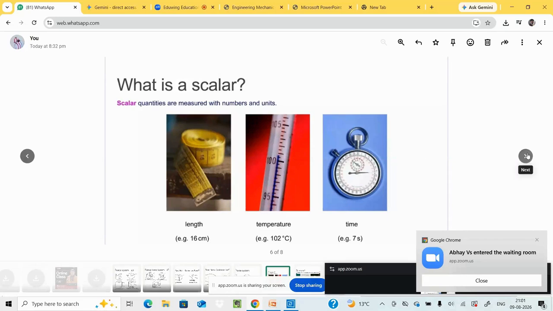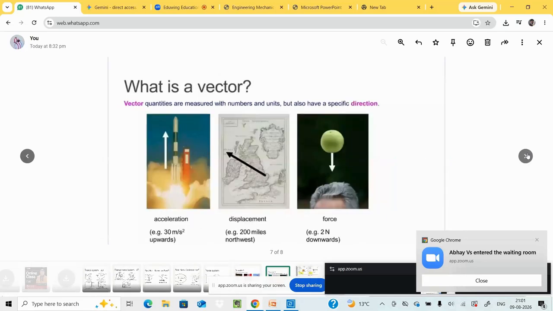Okay, sir. Thank you. Next is the vector quantity. Vector quantities are measured with numbers and units, but also have a specific direction. So a particular direction is there. For example, acceleration is 30 meter per second square. So it is based on the direction, and also the displacement and the force. Force is mass into acceleration.